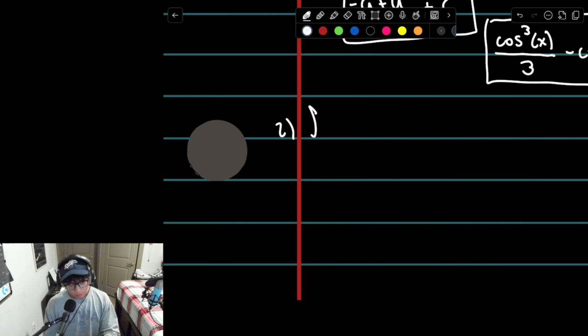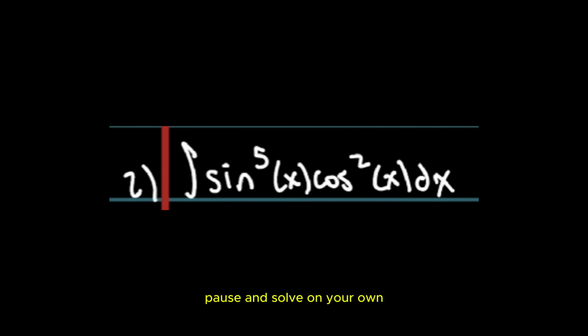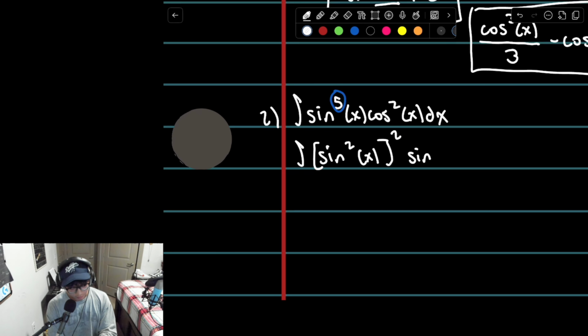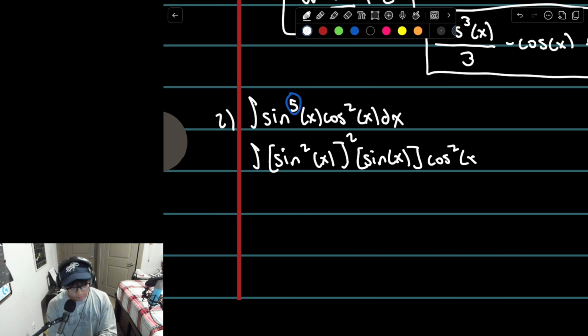I would now like you to do this more difficult problem on your own real quick. Now the first thing that you'll notice here is that we have an odd power on sine. So we could split that up into sine squared x, which is squared again, times another sine of x, times the remaining cosine squared x dx.